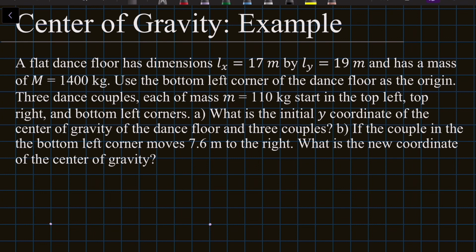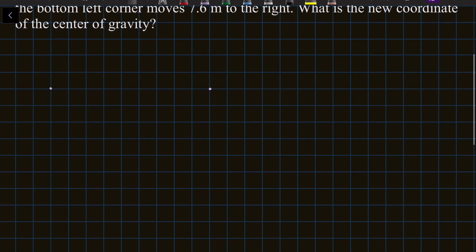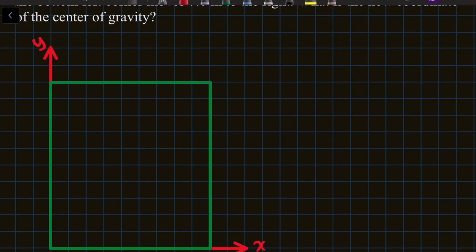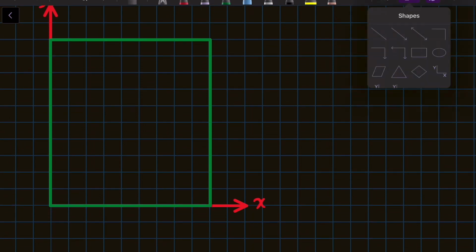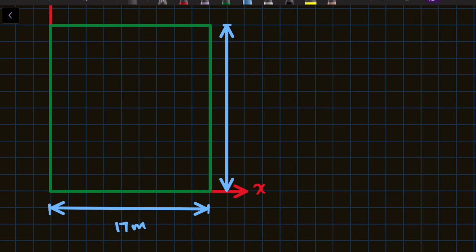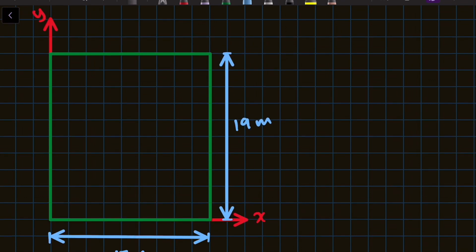The first thing is let's draw the dance floor including the coordinate axis, my X and Y coordinate axis. Now, let's add the dimensions that we were given. Next, we'll draw the couples. We're told one is at the top left, one at the top right, one is at the bottom left. Don't forget that this is the origin, guys. This is the origin right there.